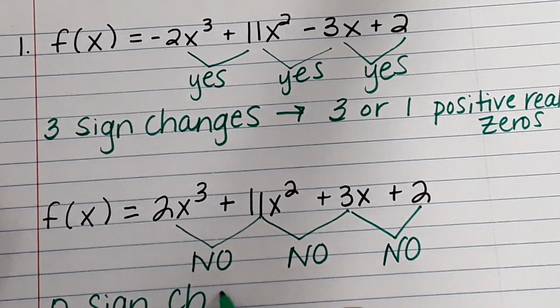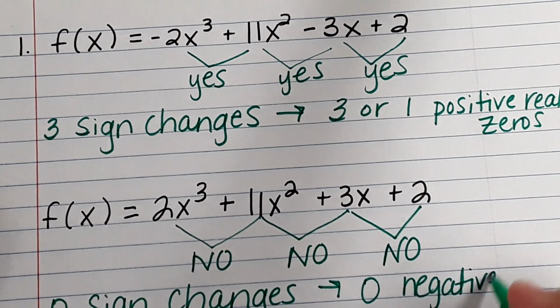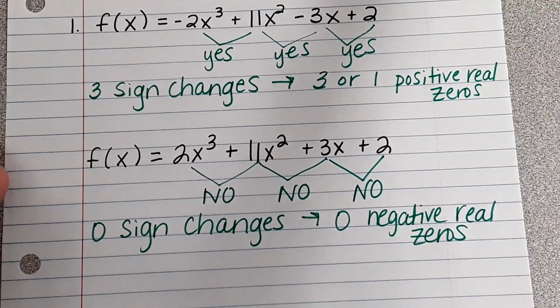What does that mean? It means 0 negative real zeros. It can't go any lower than that. It means that no real zeros are going to be negative.